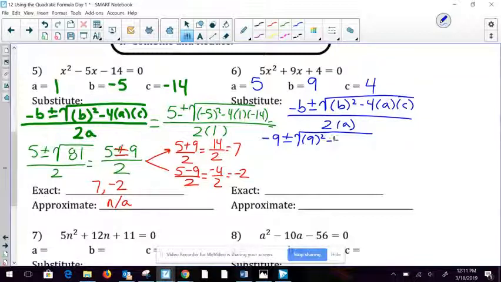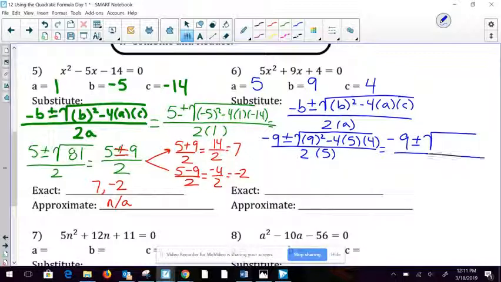squared, minus 4 times A, which is 5, good, times C. Yep, C is 4, good. All over 2 times A, which is 5, good. Equals -9 plus or minus the square root. This is where you need to punch stuff into your calculator. Go ahead and punch the discriminant into your calculator or use your brain. Either way works. And tell me what you come up with.